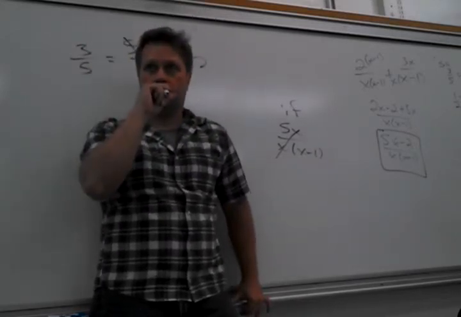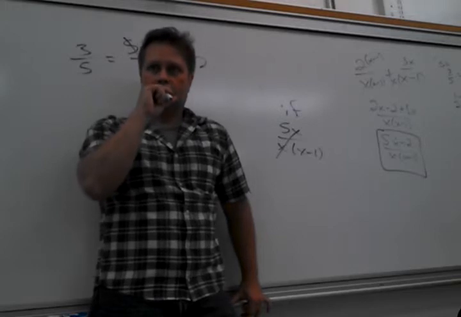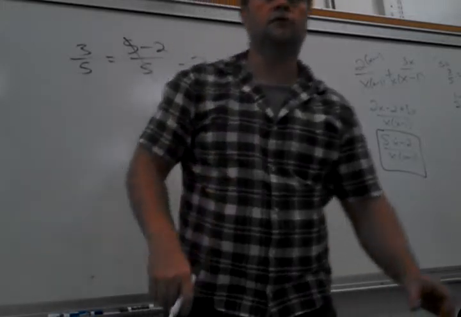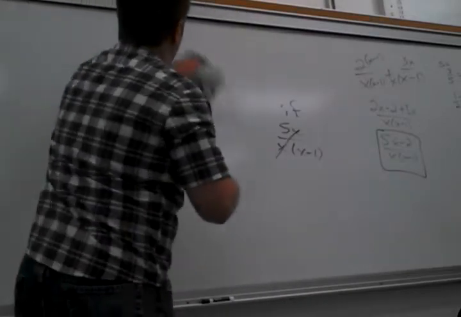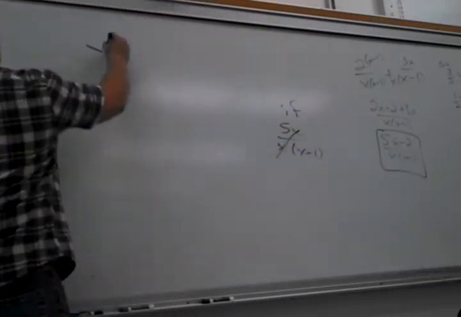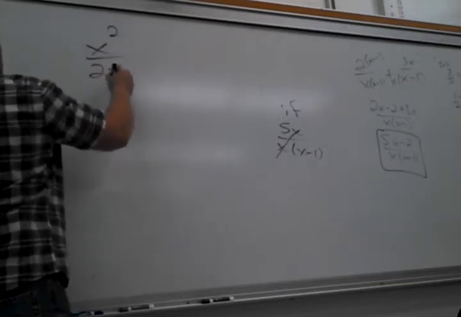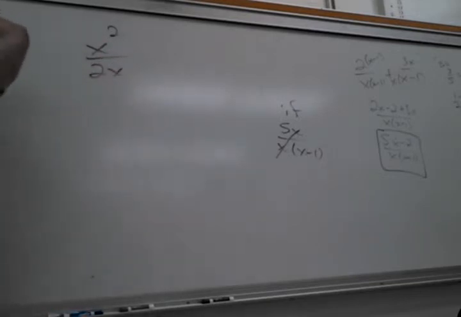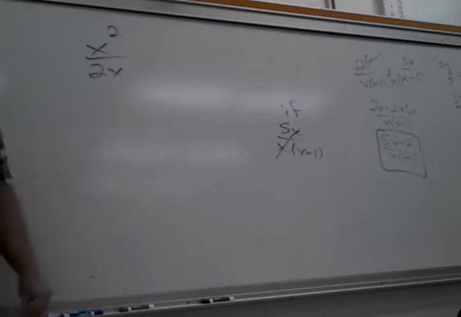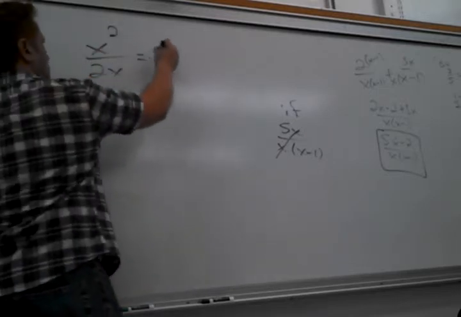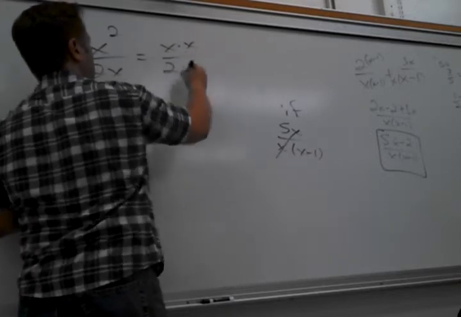I have a question. Yes. I got confused last time. If we have x squared divided by, let's say, 2x. So if you want to see it all the way out, what does x squared mean? x times x. So what cancels?